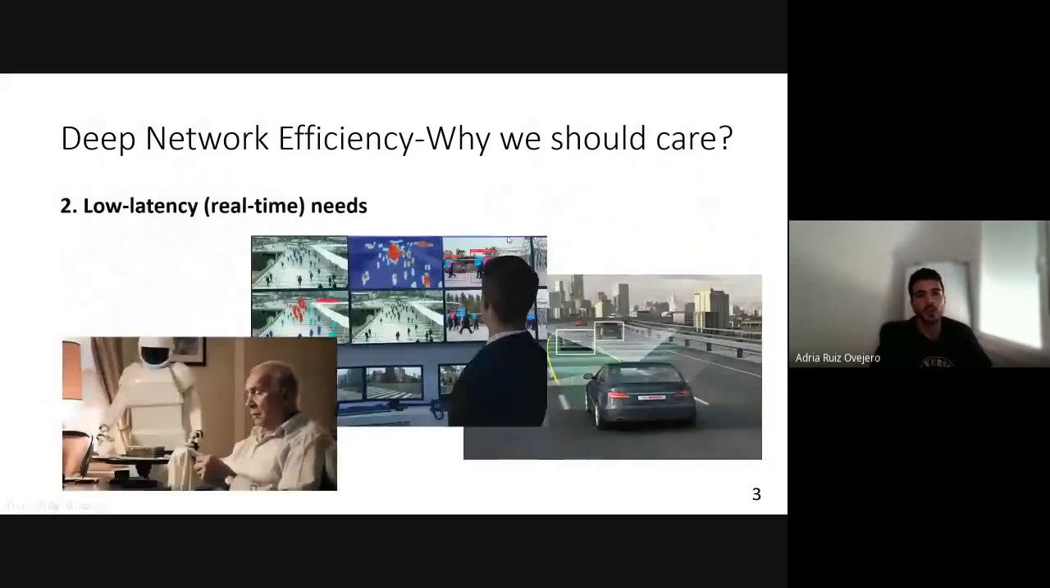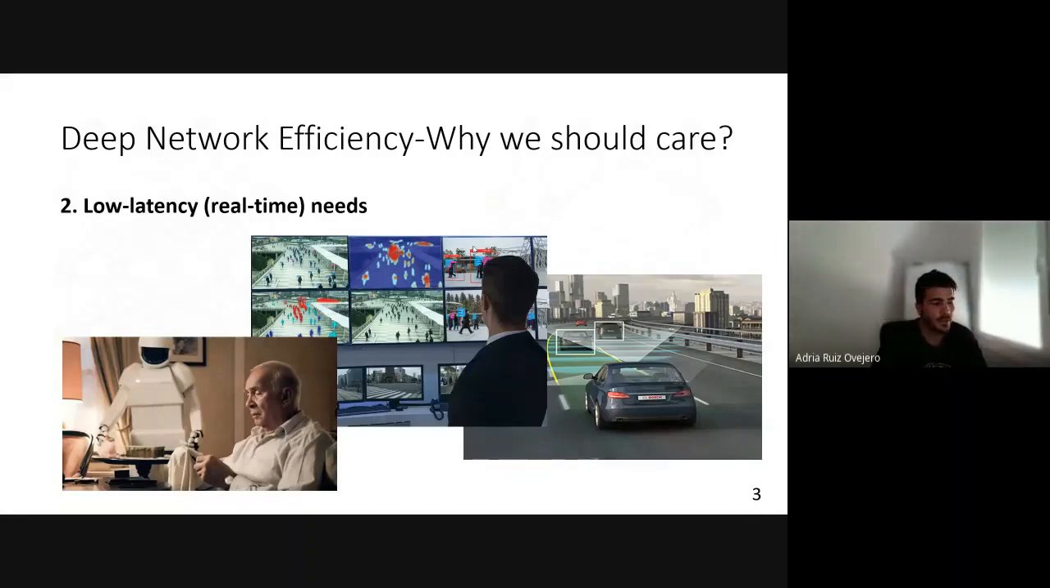Okay. So the second reason is that even in the case that we have enough computational power, for many applications we require low latency prediction. So we require that our network takes just a small fraction of time to produce outputs from the inputs. For example, in cases like assistive robotics or online surveillance or autonomous driving, we need real-time performance, because in many situations we need to take decisions very fast, right? And if we deploy a very big model into a device, we will not be able to achieve this real-time performance.